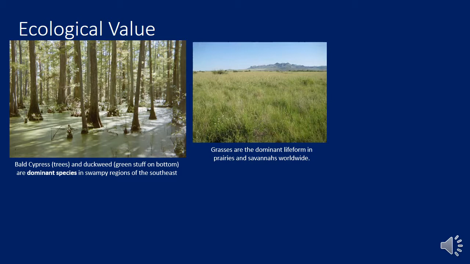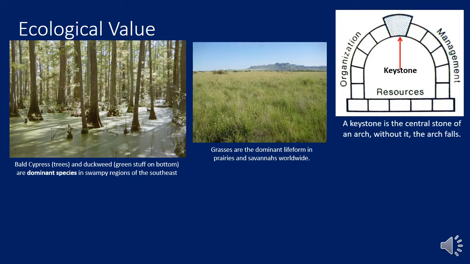Grasses dominate prairies and savannas worldwide. Bison like to eat them. They create super fertile soils. This is why in the Midwest we grow so much corn and soybeans, because it was once a prairie. The Midwestern U.S. is prairie that we've plowed up, and it creates super fertile soil.